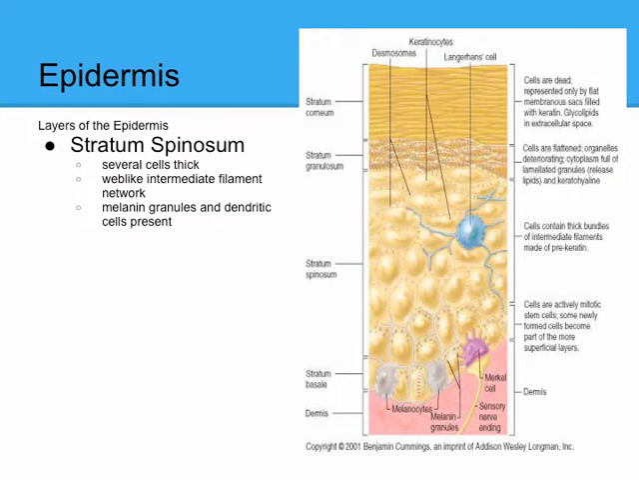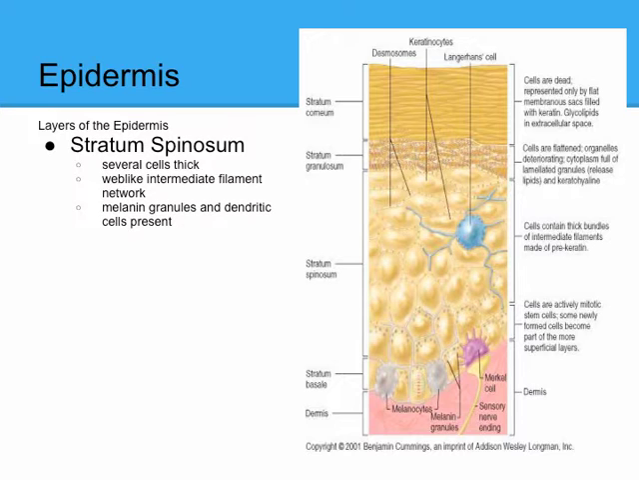Okay, so moving up a layer, we're in the stratum spinosum. Now this is quite a bit thicker than the stratum basale. It has a web-like intermediate filament network. Okay, so it has a network of intermediate filaments, and because of this, it's often called the prickly layer.